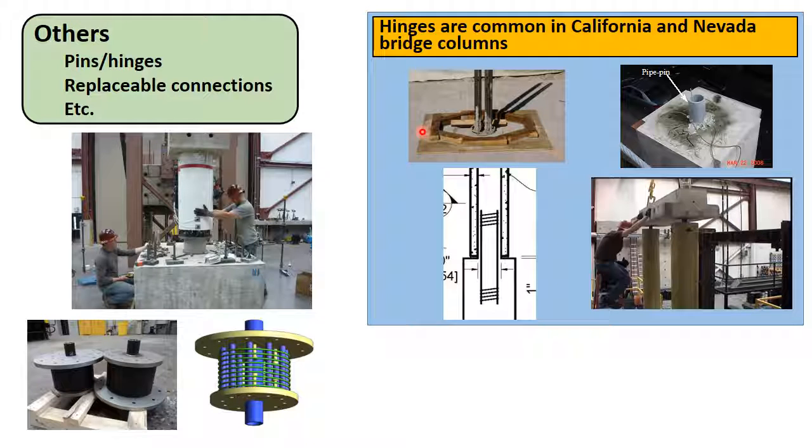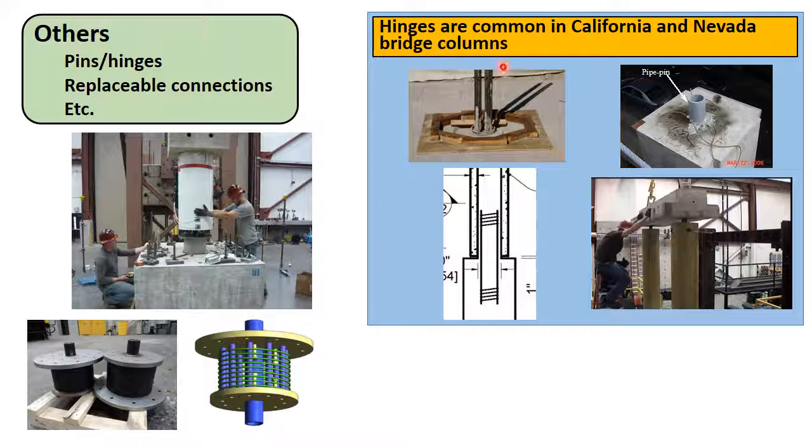Examples of pins and hinges are shown over here. So here we are looking at a two-way rebar hinge. In this case, the precast column, which is hollow, can be placed on top of the rebars, and the space is later on filled with self-consolidating concrete.